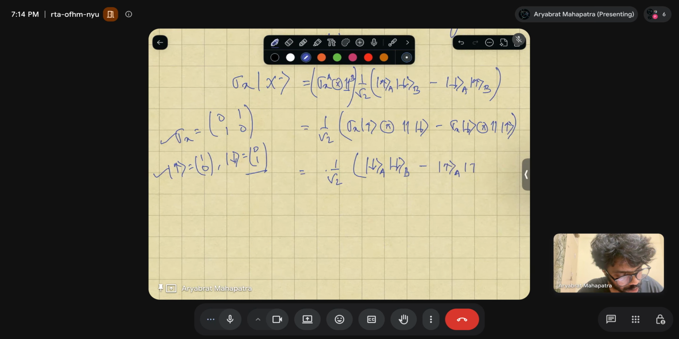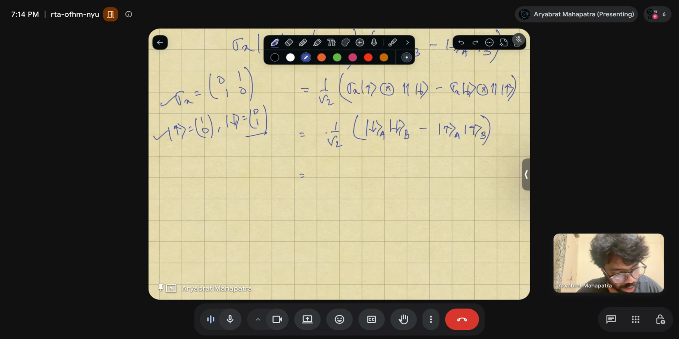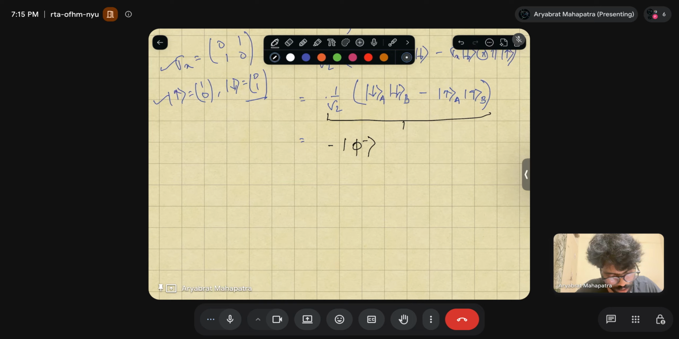So it's up state Alice and up state Bob, with 1 over square root 2. So it will give you this only, and we are writing this whole thing as the phi minus state.